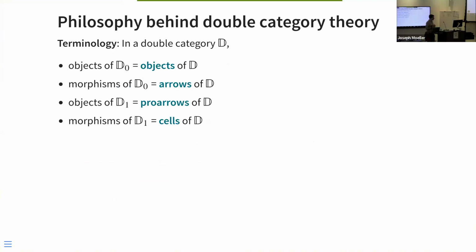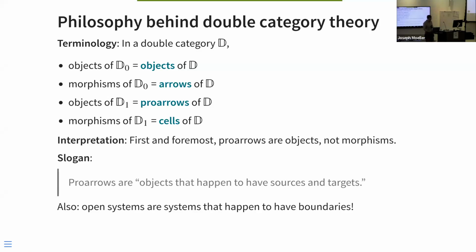Okay, so to attach some terminology to this, we think of the objects of the category D0, that's the category of objects, as the objects of the double category, and the morphisms of D0 as the arrows of the double category. And we think of the objects of D1, that's the category of morphisms, as pro arrows, and finally the morphisms of D1 as the cells of D. And this is sometimes glossed over. It's just like, well, this is how you unpack the definition. This is some annoying thing you have to think about to find out what a double category is or something like that. But actually there's significance to the fact that the data is arranged in this way.